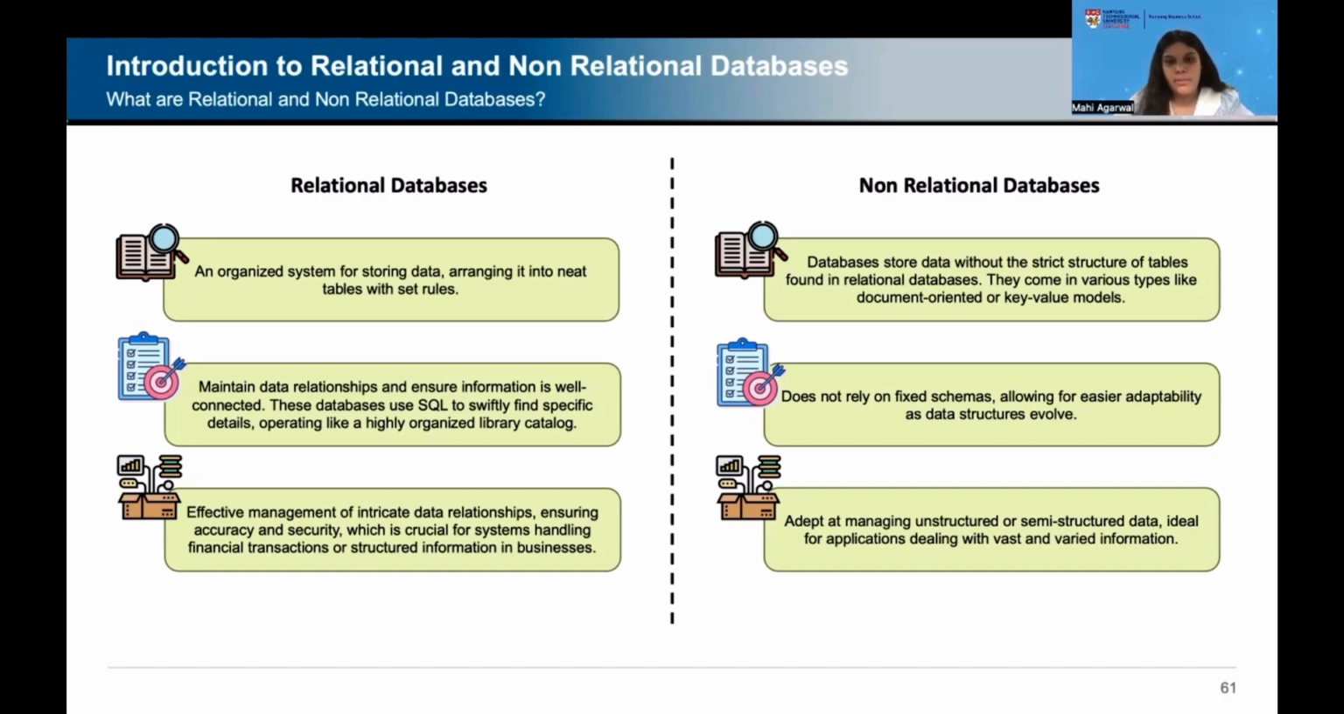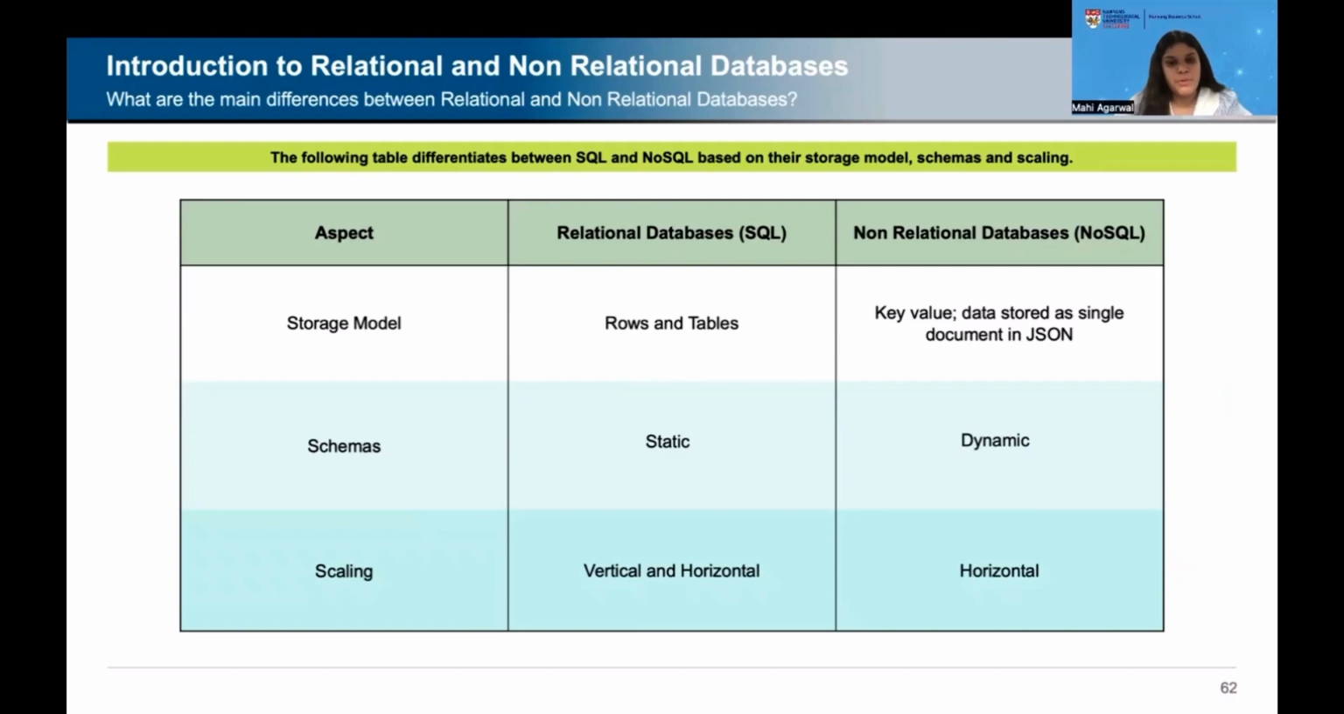Onto non-relational databases. Unlike their structured counterparts, these databases don't confine data to tables. Instead, they come in varied models like key value or document oriented, offering flexibility to handle diverse data formats. They don't rely on rigid schemas, allowing for easier adaptations as data structures evolve. Let us now highlight some key distinctions between the two.